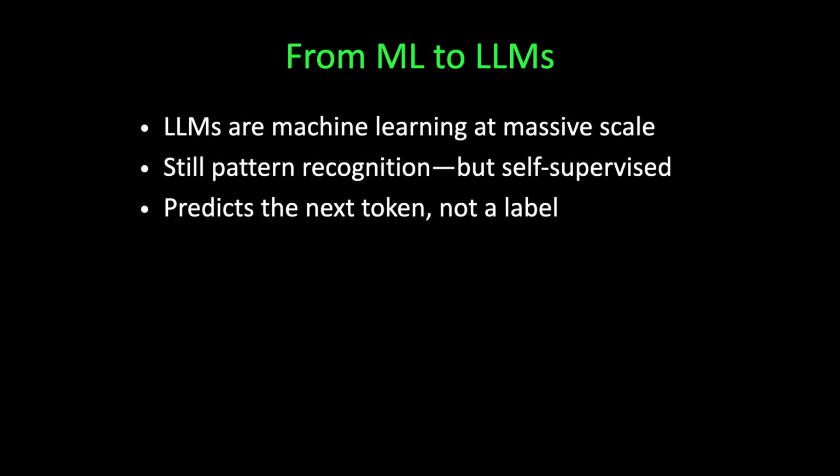An LLM skips the labels. It trains on trillions of words gathered from books, web pages, and code repositories. Its task is deceptively simple: predict the next token in a sequence. If the text says "the firewall blocked," the model learns that the next likely word, or the next likely token, might be "connection." The firewall blocked the connection, in other words.